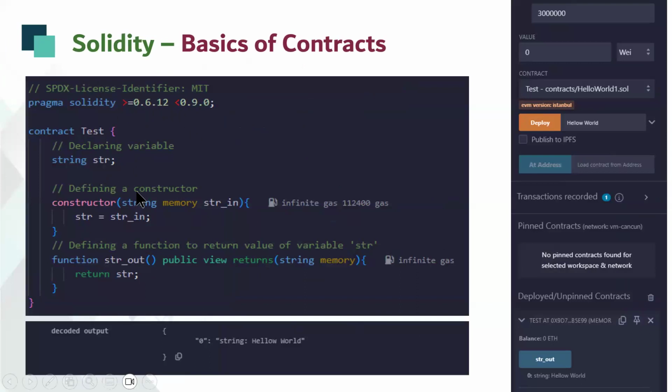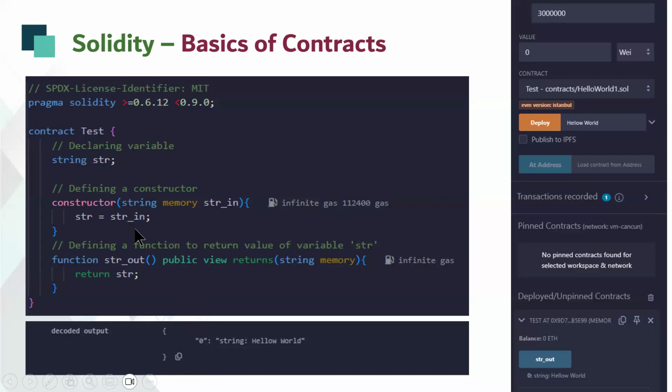So this code represents a simple Solidity contract named test. Here we have a string str. This line declares a state variable called str of type string. So this is the variable, and this is the type of this variable, which is a string. State variables are used to store and maintain the state of the contract. In this case, the str variable will hold the string value, okay?